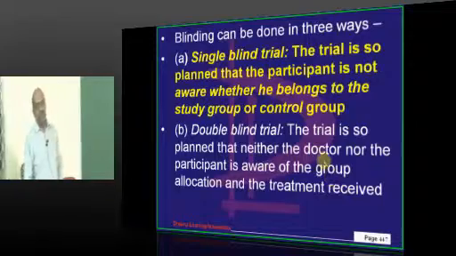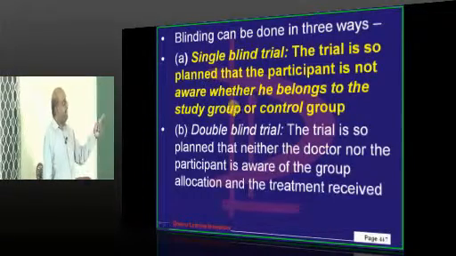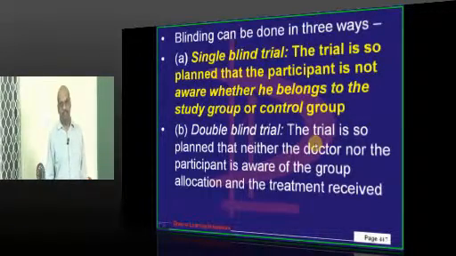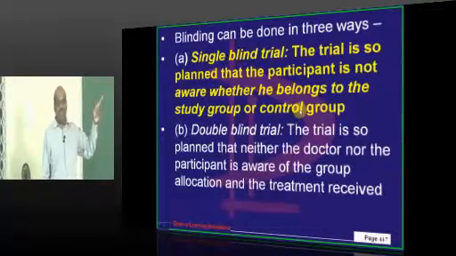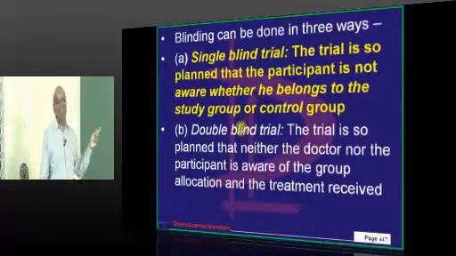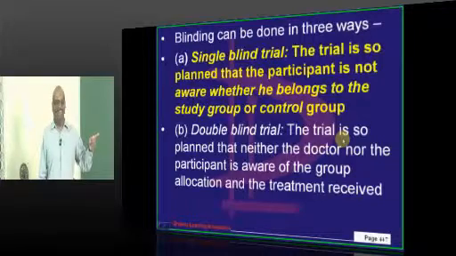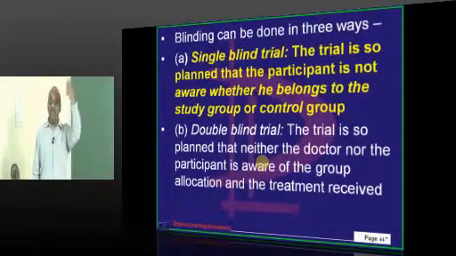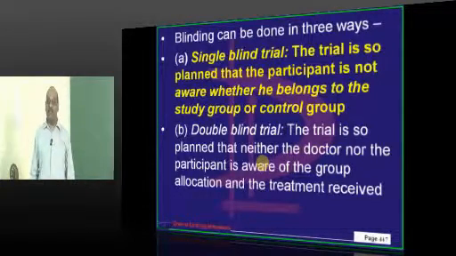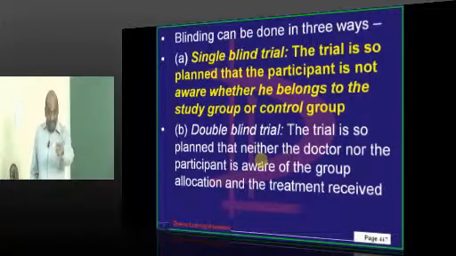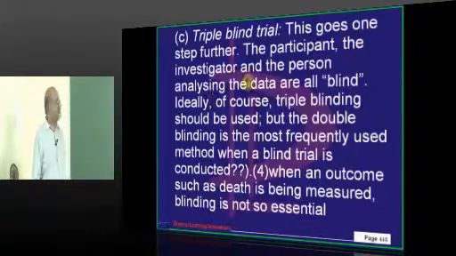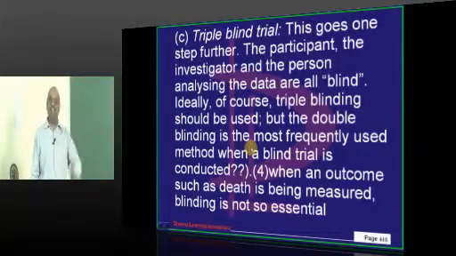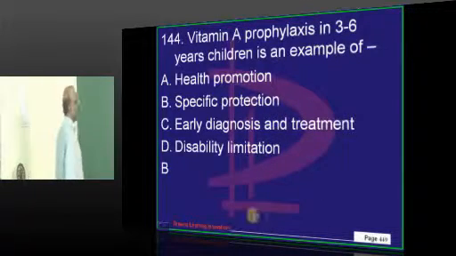Single blind means the participant is not aware whether he belongs to the study group or control group. The entrance-going aspirant doesn't know whether he belongs to NEET PG or state PG entrance. He is single blind. What is double blind? Neither the examiner knows nor the aspirant knows whether NEET PG is going to be there or not. What is meant by triple blind? Neither the Supreme Court knows, neither the student knows nor the examiner knows. Is triple blind.